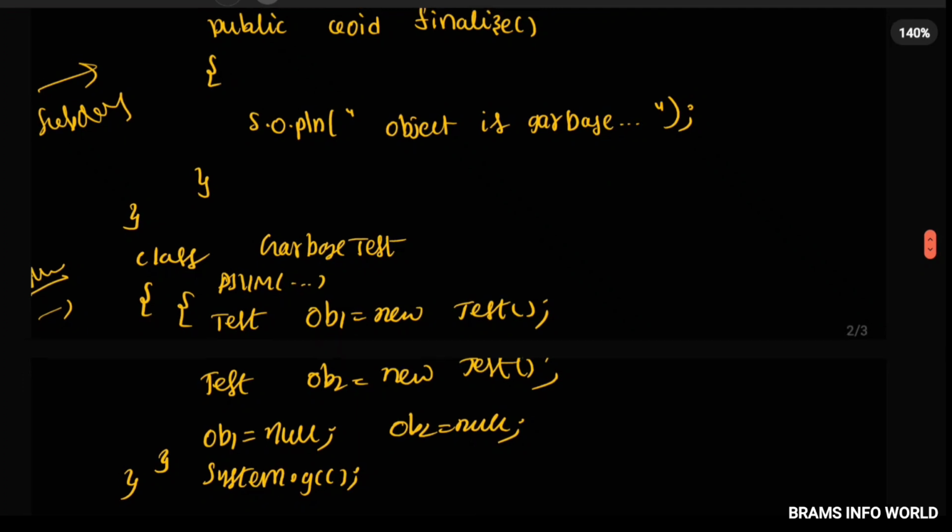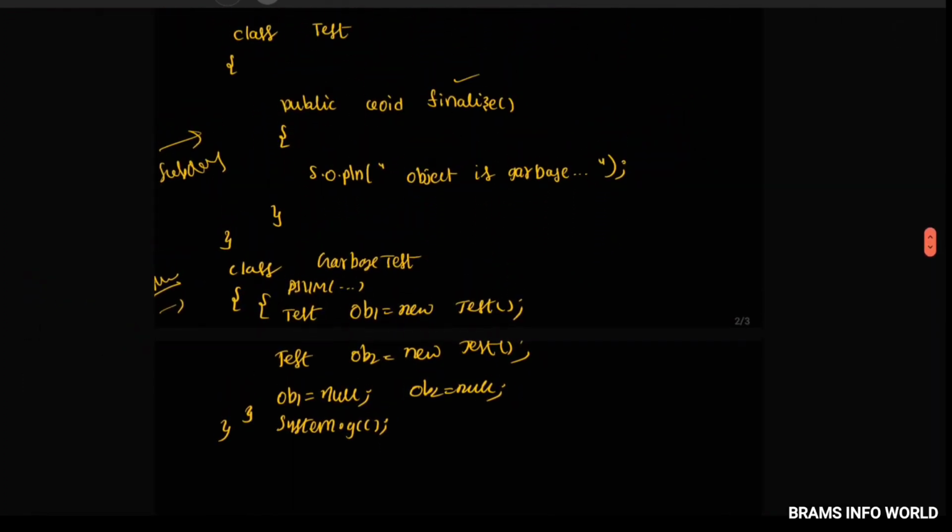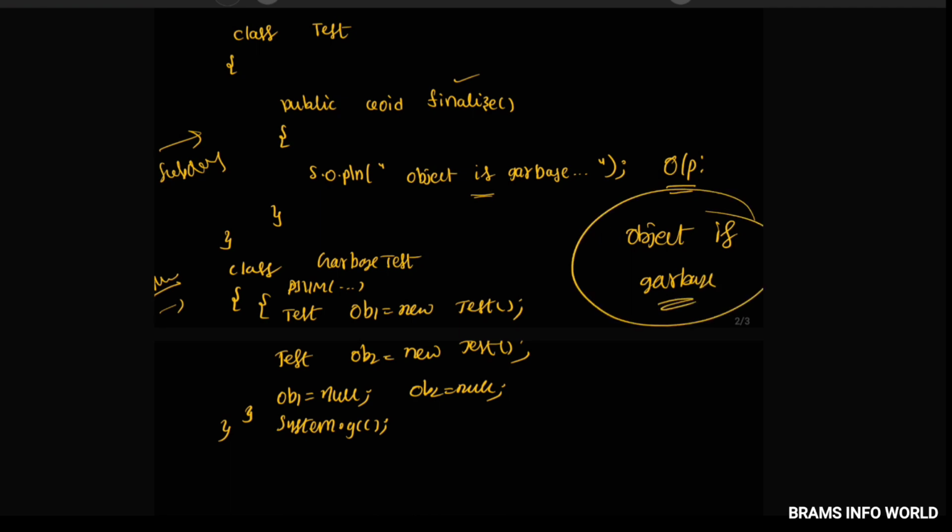While running this program, what output can we expect? This is our program. We can expect the output to be "object is garbage collected", or whatever message we provide, "object is garbage". So this is the output of this program.